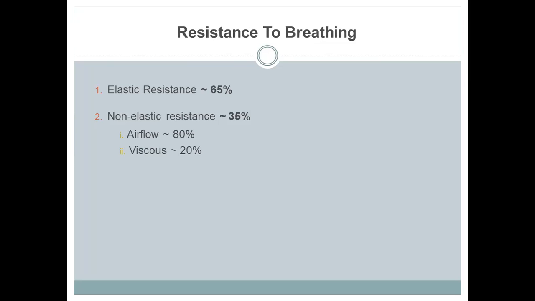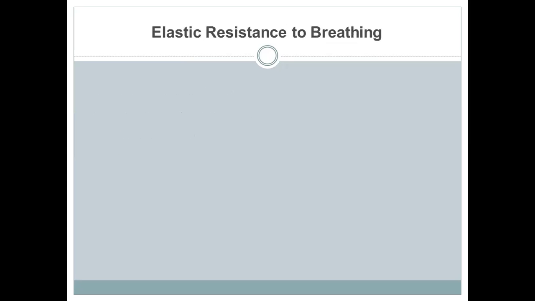So on an average, you have two types of resistances. One is due to elastic tissues, and that is the most important. So it has to overcome this elastic resistance of around 65%. The remaining is due to non-elastic structures, around 35%. And amongst these non-elastic resistances, airflow is the major factor, which contributes around 80%.